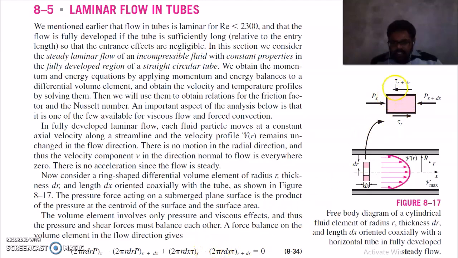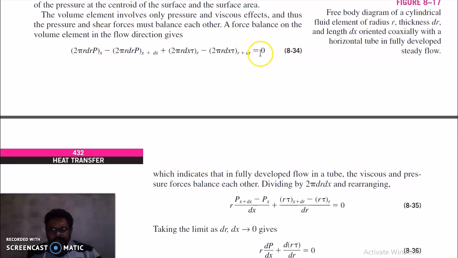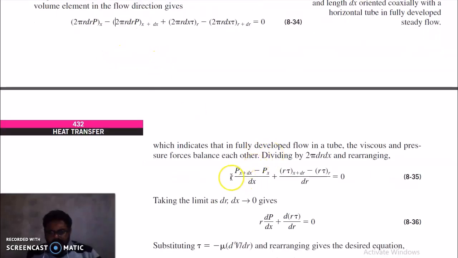minus this stress, multiplied by the outer area of this ring. Now the outer area of this ring is 2 pi (r plus dr) into dx. Now this is equal to 0. It also means that your viscous force and pressure force are balancing each other. Now divide this equation by 2 pi dr dx, and you will get this equation.